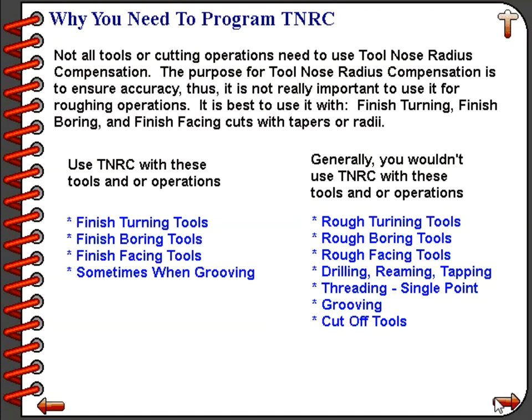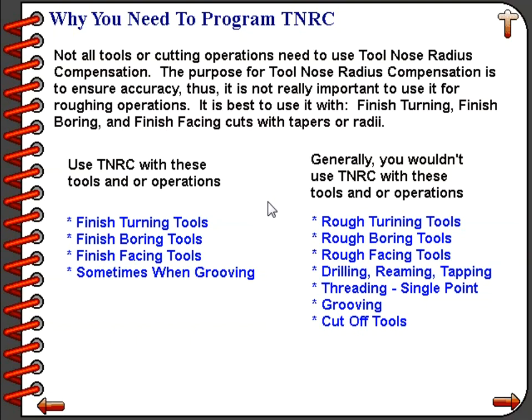Not all tools and machining operations require the use of tool nose radius compensation. The purpose for tool nose radius compensation is to ensure the accuracy of the workpiece when we are machining a taper, a chamfer, or a radius. Thus, it is really not important to use it in roughing operations. It would serve no purpose, as the roughing operation, when used without tool nose radius compensation, would leave extra material for us to machine with the finishing tool.